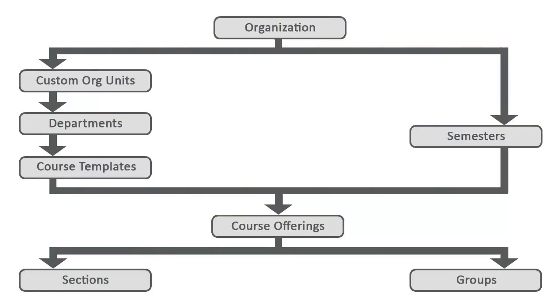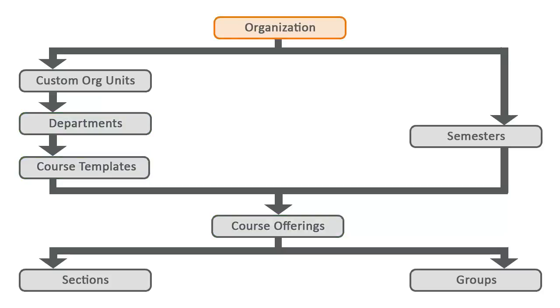This is an example of a basic org structure. The organization, department, course template, and course offering org units are required. All other org units are optional ways to define the hierarchy. We will discuss each org unit individually.